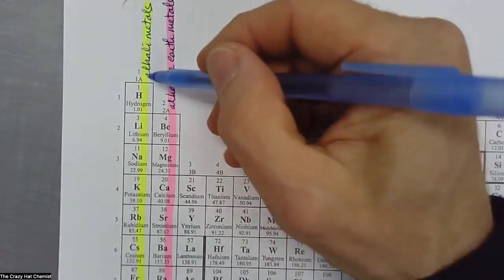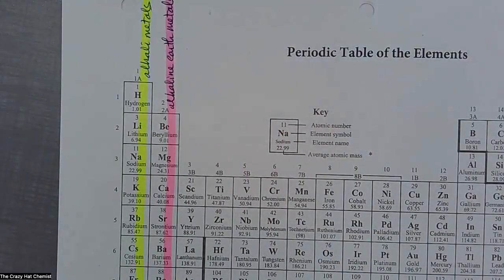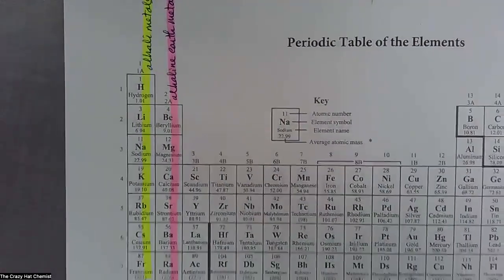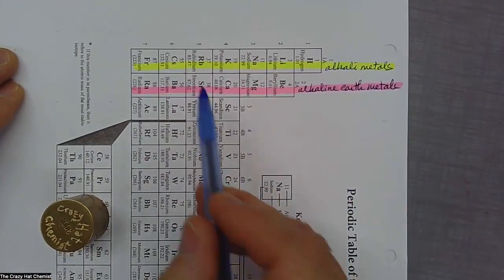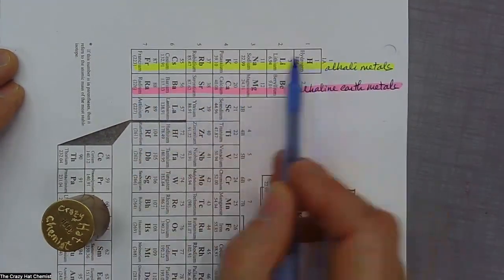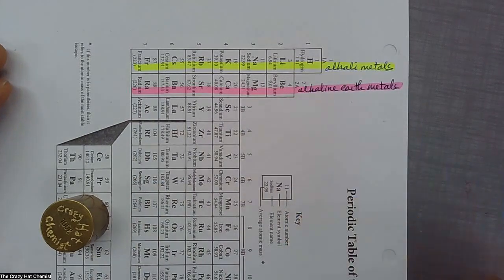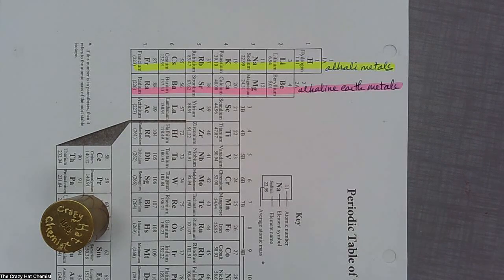Why the name alkali? Alkali comes from the fact that when you put these metals, either group 1 or group 2, in water, what do you get? You get a basic solution, and a basic solution is an alkali solution. So that's why those are called that way.